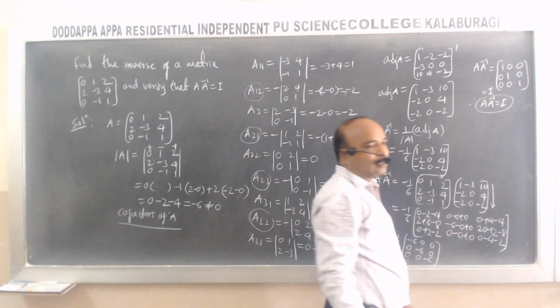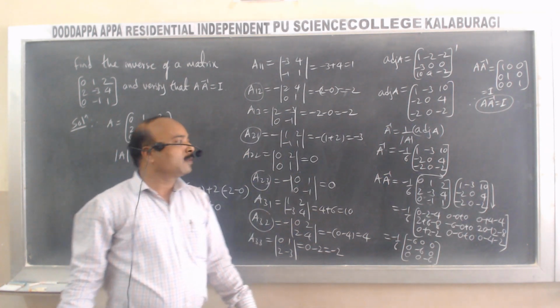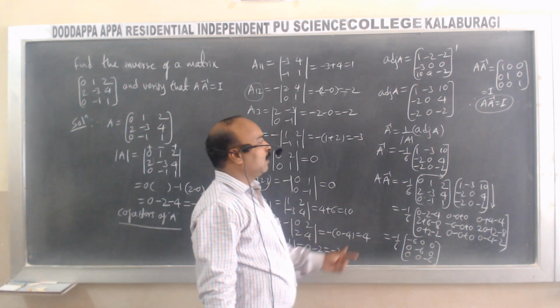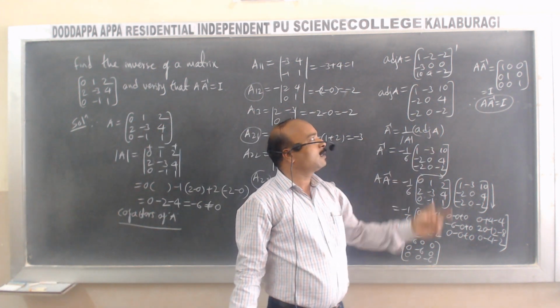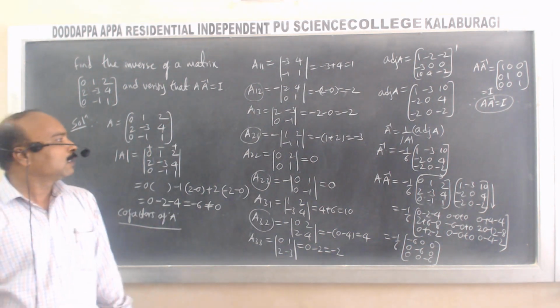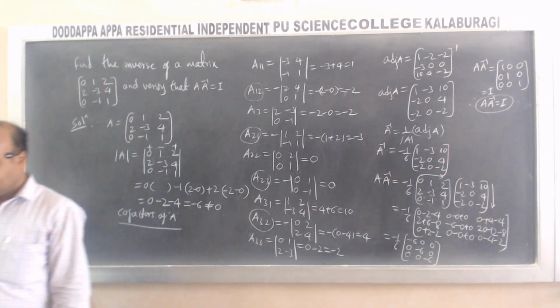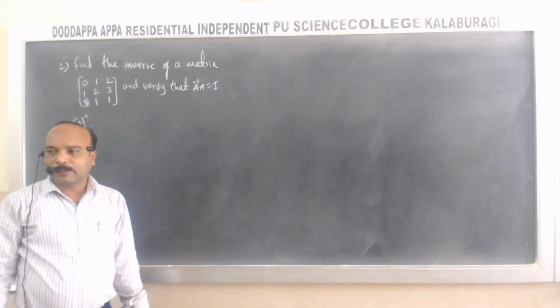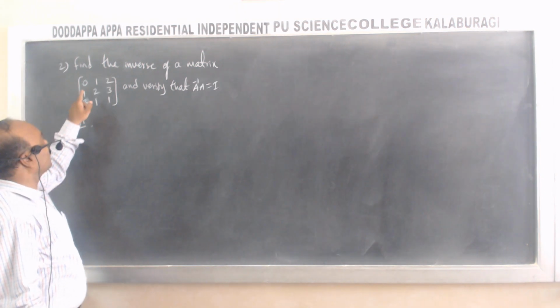It is the verification of the result. If every cofactor is correct, we automatically get the verification, that is A into A inverse equal to I. Take the solution. Next we go for another similar example.